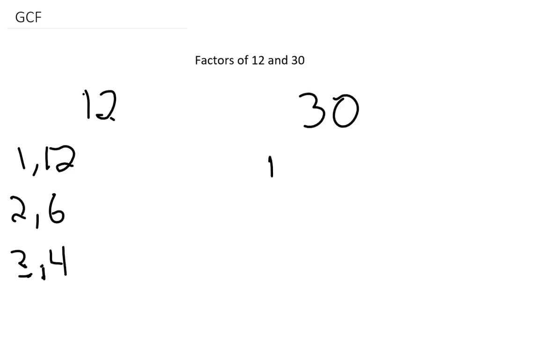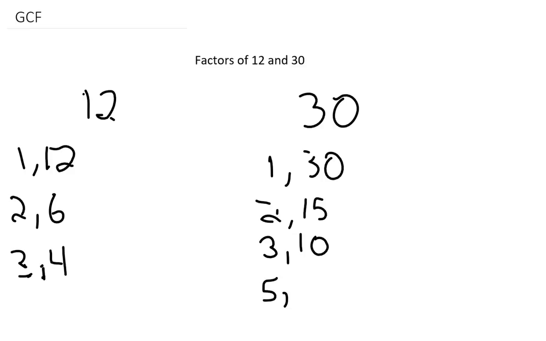When I look at 30 now, I can multiply 1 and 30 together. I can multiply 2 and 15, 3 and 10, and 5 and 6. So those would be the corresponding factors for each of my numbers, which is something we know and can probably come up with pretty quick.